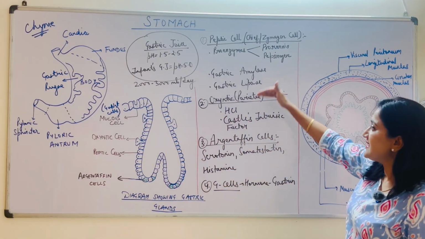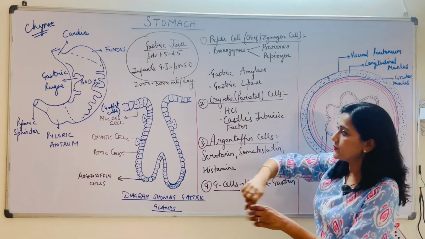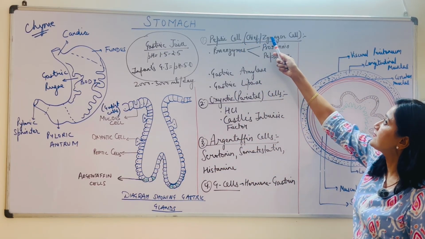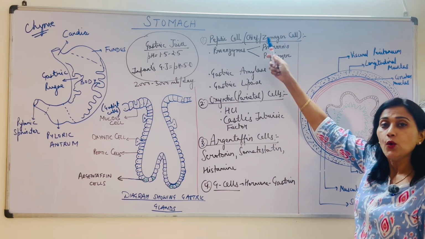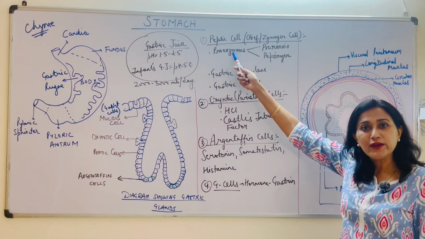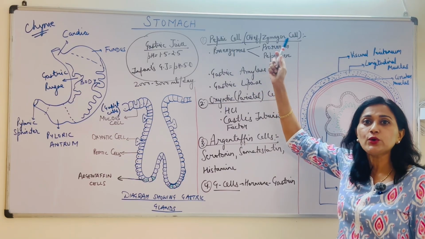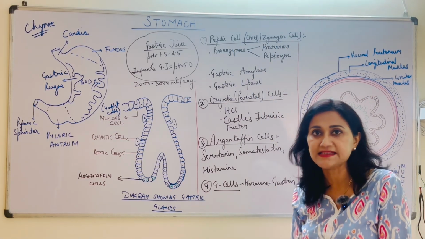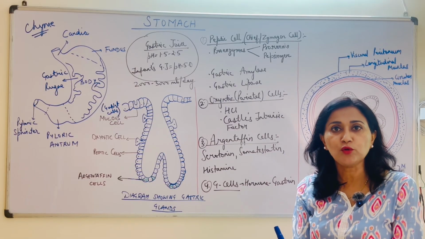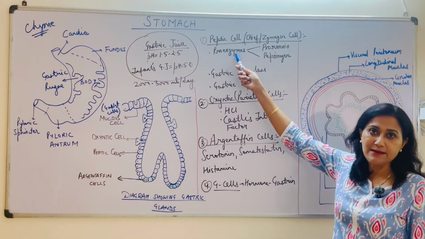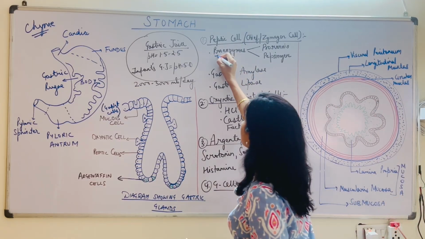Now let me enlist. As we have seen, there are peptic cells. These are peptic cells, also known as chief cells or zymogen cells. What is their function? Their function is to secrete proenzymes. Proenzymes means that these are the proteolytic enzymes, the enzymes which act upon proteins. They break the bigger proteins into smaller, simpler forms, and they are in the form of proenzymes, that is, in the inactive form.